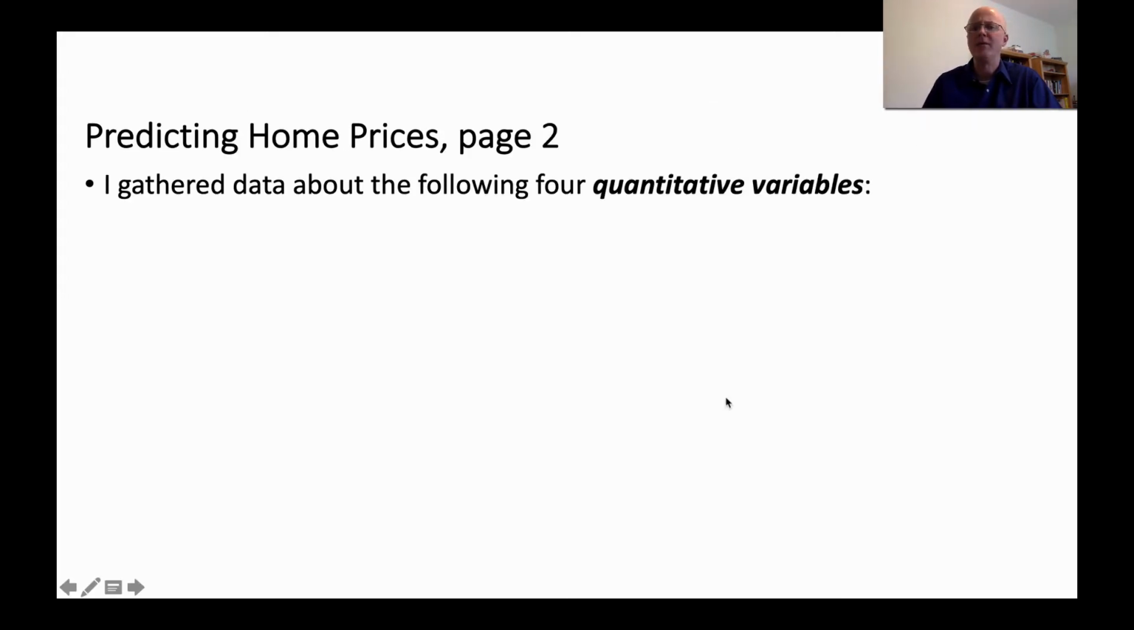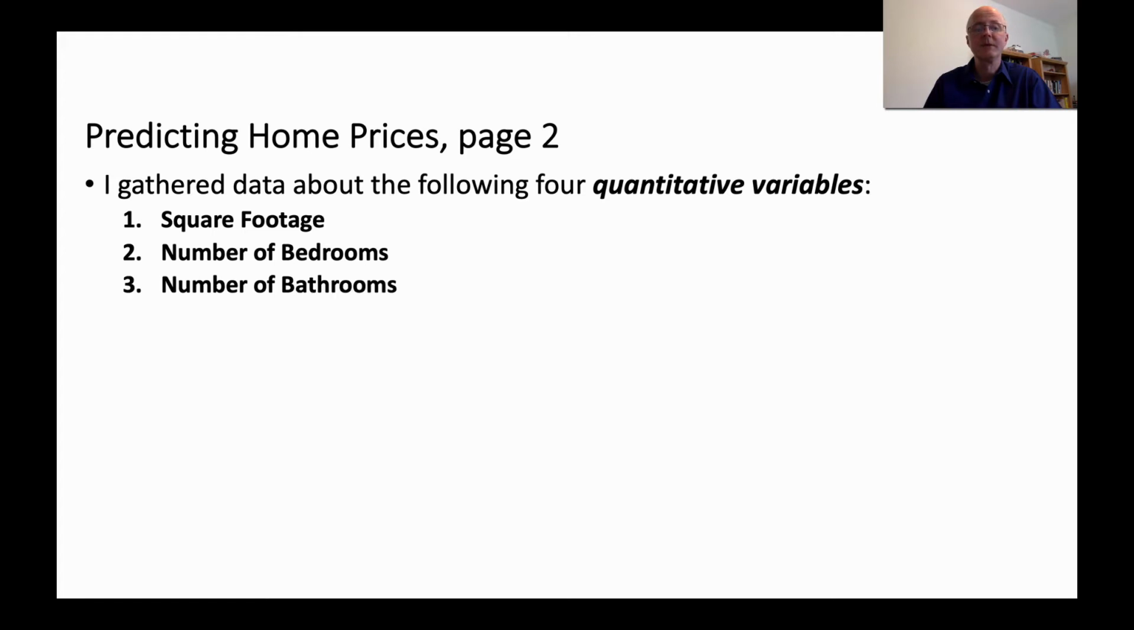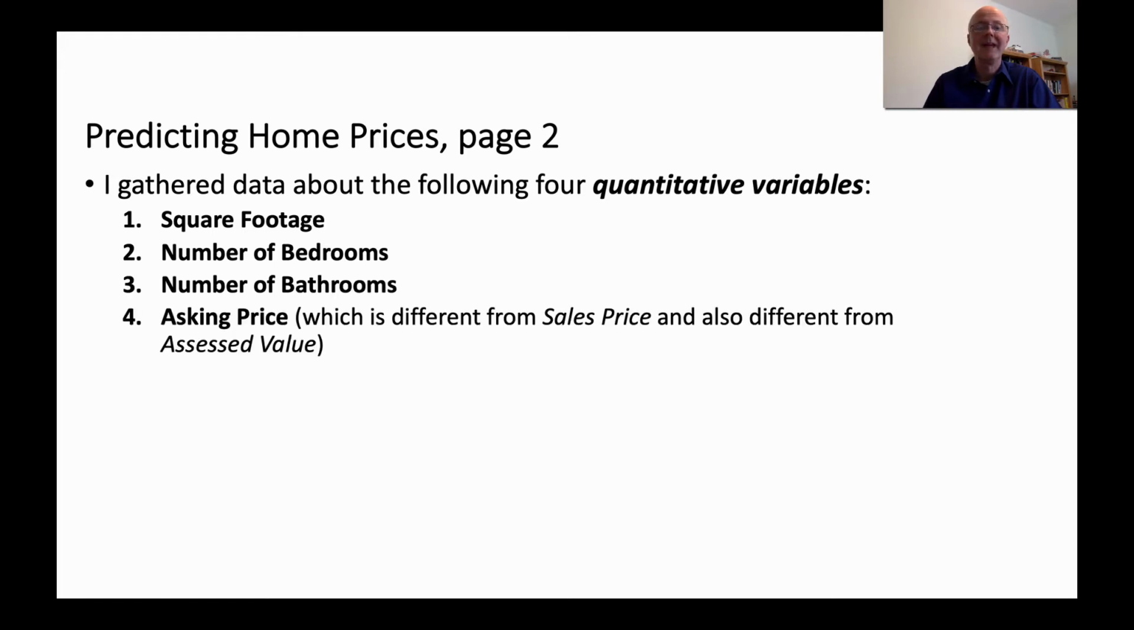I gathered data about 4 quantitative variables: square footage of the house, number of bedrooms, number of bathrooms, and the asking price. Okay, now asking price is, you should realize, something different than both sales price and assessed value. The sales price is what somebody actually purchases it for. Could be higher, could be lower than the asking price. The asking price is what the person selling the house is asking for.